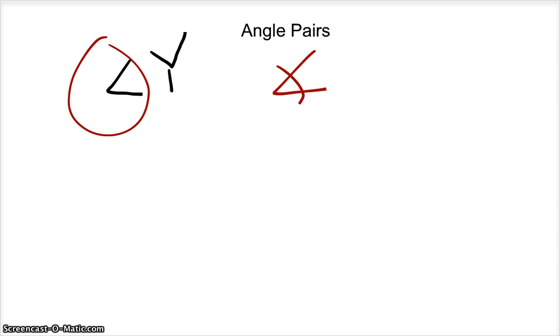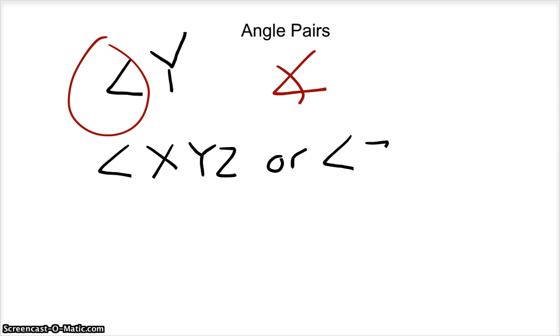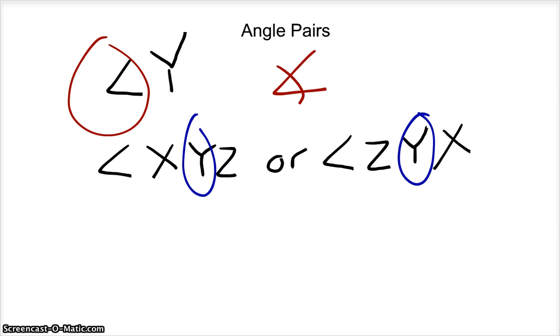Another way you can name the same angle is by using the vertex and a point on each side. When you use the vertex and a point on each side, the vertex has to be in the middle. So, for example, I could say angle XYZ, or I could say angle ZYX. Notice that in both, the Y is in the middle because the vertex has to be in the middle. Or you can use a number. You can only use a number if the angle already has a number in it. So on that example above, you could say angle 2.